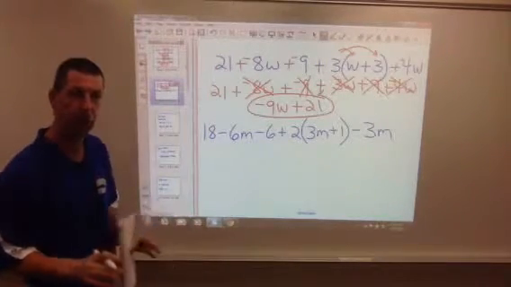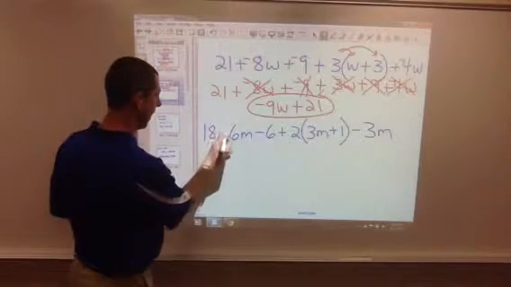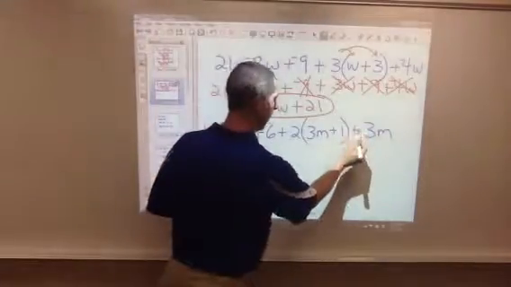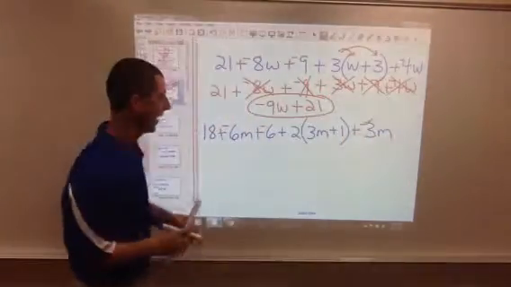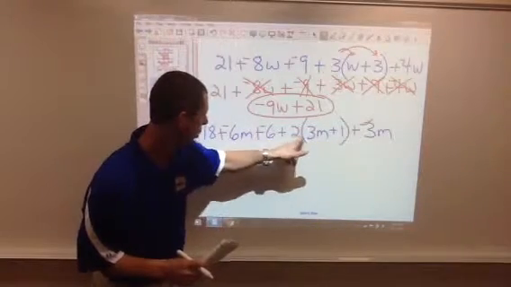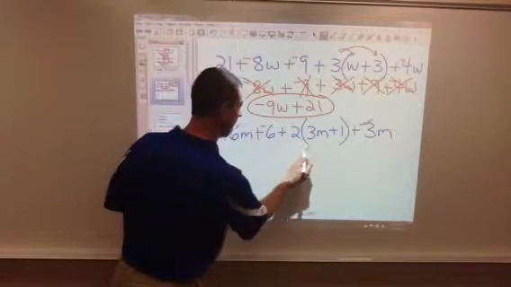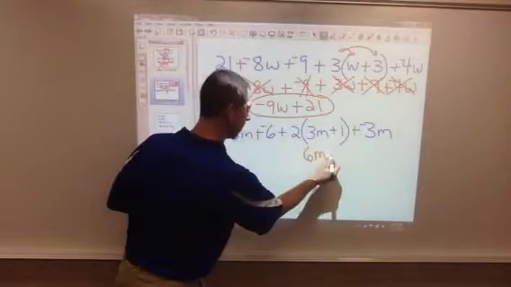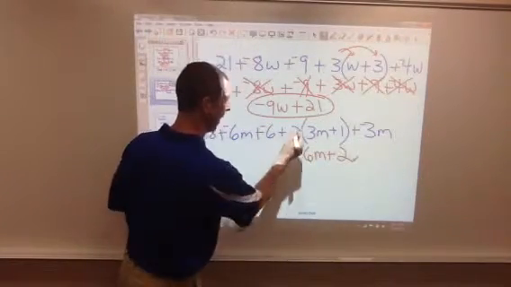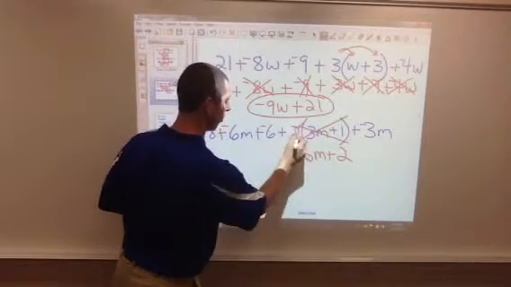First thing I'm going to do is go through and add the opposite. Add the opposite, and down here, add the opposite. Next step, I'm going to take care of this right here, the set of parentheses. 2 times 3 is 6m. Bring my addition sign down. 2 times 1 is 2. That takes care of all of this right here.